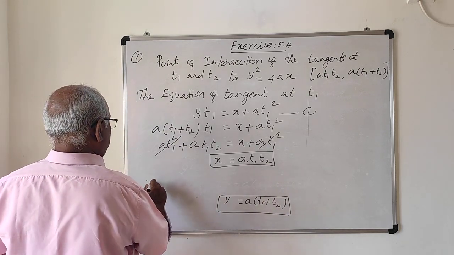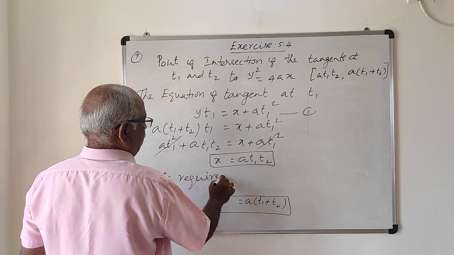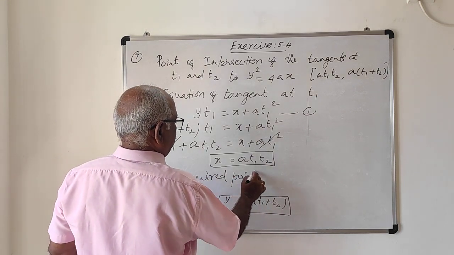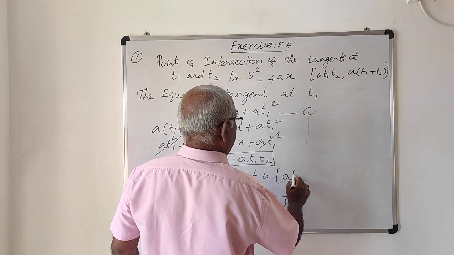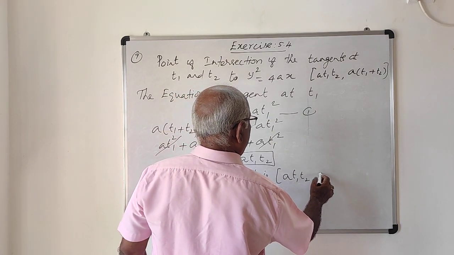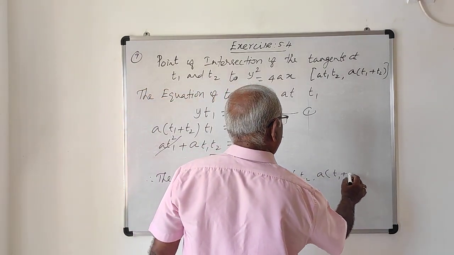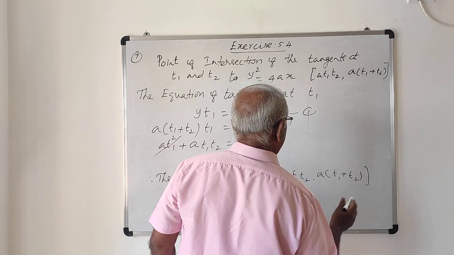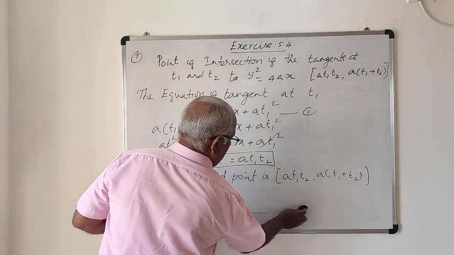Therefore, the required point of intersection is x = a t1 t2, y = a(t1 + t2). That's all about the problem. Okay? This is problem 7.